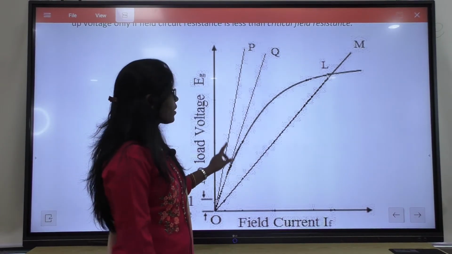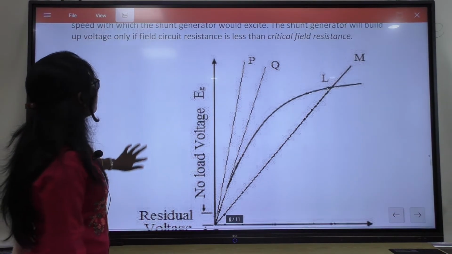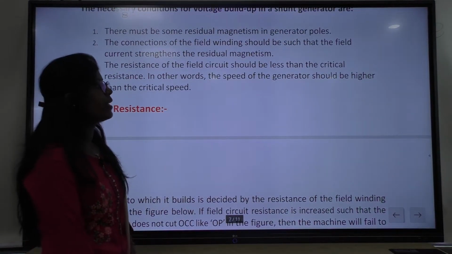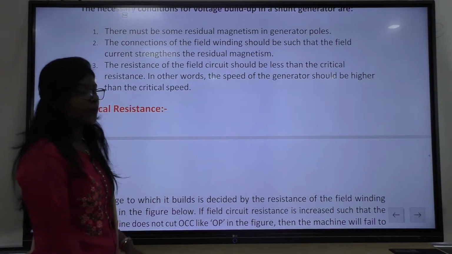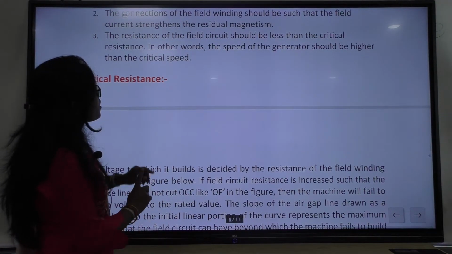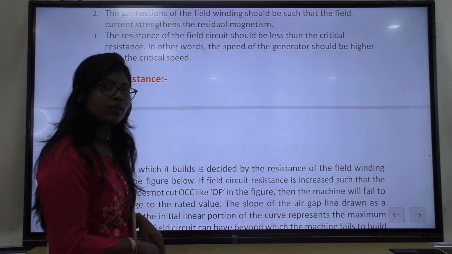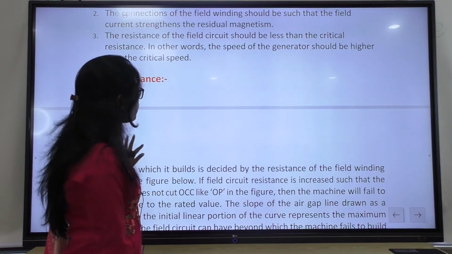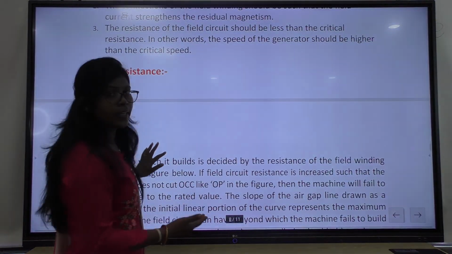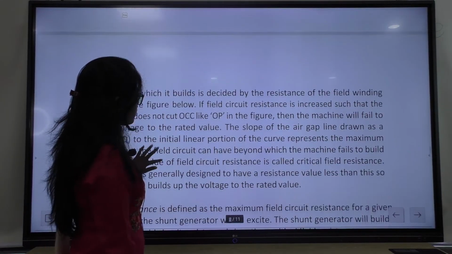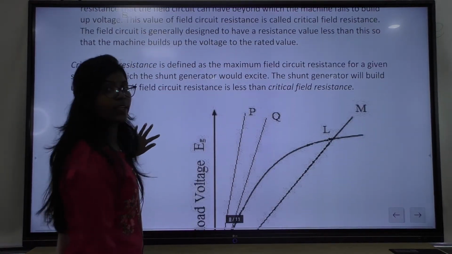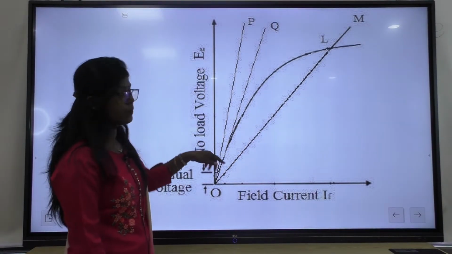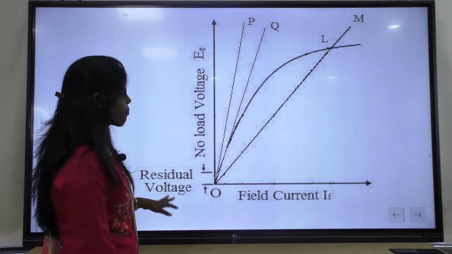So, the condition for voltage build up: the resistance of the field circuit should be less than the critical resistance. Okay, so if the field circuit resistance is more than the critical resistance, then the generator is not able to build up the voltage. So for build up of voltage in a shunt field generator, the field circuit resistance or shunt field resistance should be less than critical resistance. Okay.